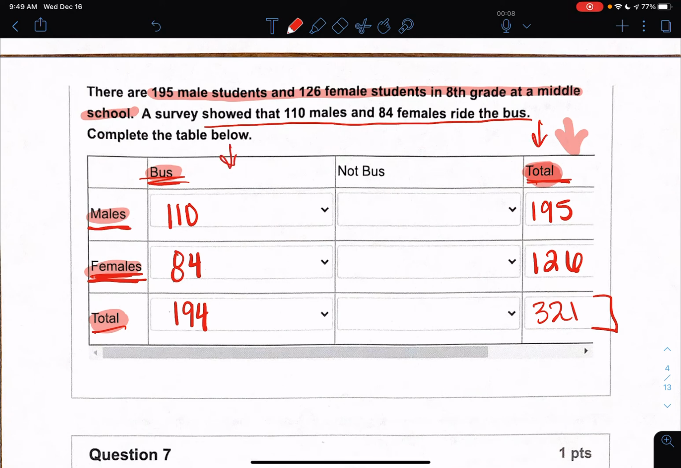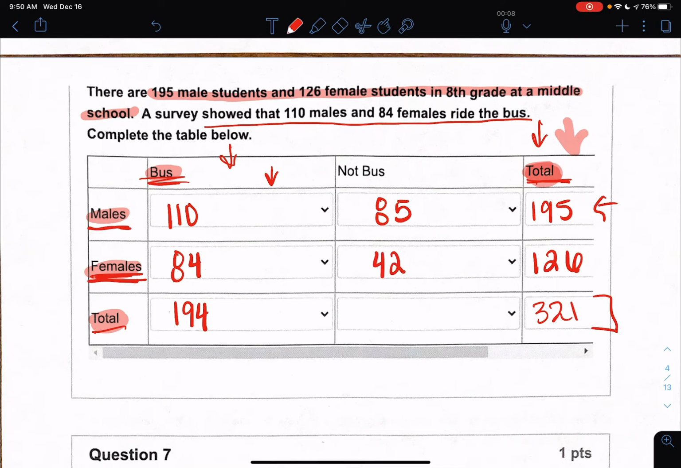That is just the leftover people. So in order to find out how much I have left over, I am using my subtraction. I'm subtracting the total amount of male students with the total amount that ride the bus. So 195 minus 110 gives me that 85. And then once again, I'm doing the same thing. 126 minus 84 is 42.